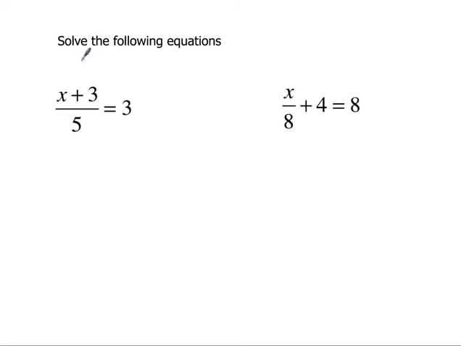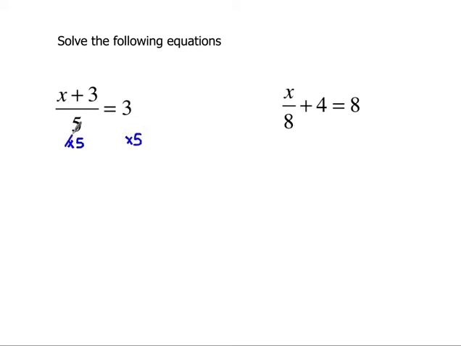These two have got an extra step in them. So here we've got some number, add 3, then divided by 5 gives me 3. So the first thing I need to do is undo this giant divide by 5, because everything here has been divided by 5. So to do that, I'm going to multiply by 5, and I'm going to do that to both sides.